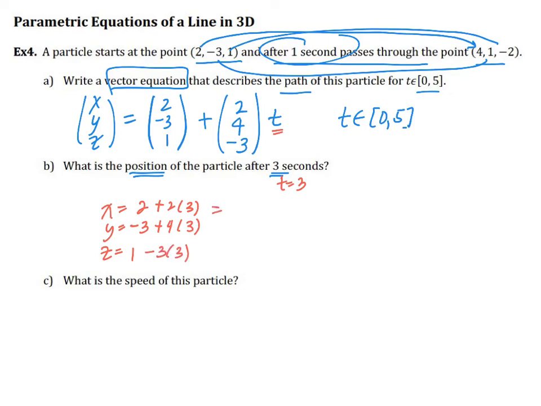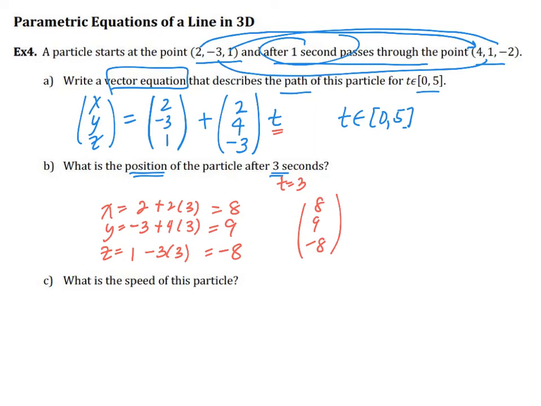So what do we get there? We get an 8. We get a 9. And we get a -8. So you could say (8, 9, -8), and that was where the particle would be after 3 seconds.